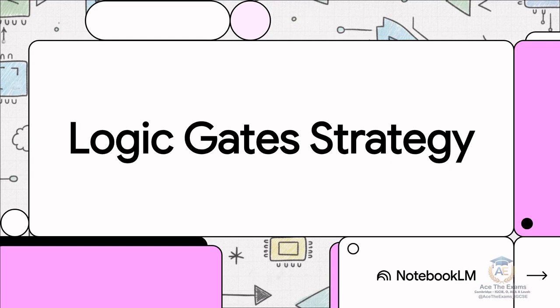Right now, you are probably throwing away marks on your Cambridge IGCSE logic gates questions. And honestly, it has absolutely nothing to do with whether you've memorized your truth tables or not. The difference between just scraping a pass and securing an absolute top-band score comes down to one specific exam strategy that almost everyone completely ignores.